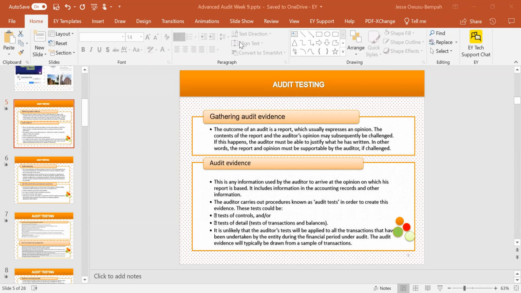Now, what is audit evidence? Here, I explain audit evidence as any information used by the auditor to arrive at the opinion on which his report is based.